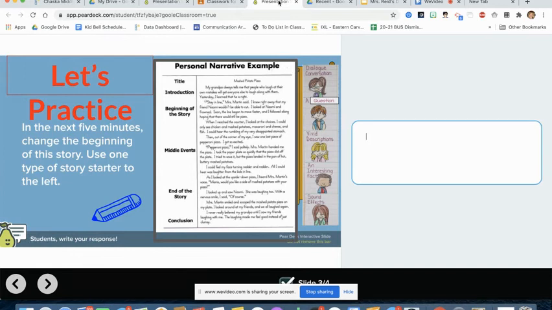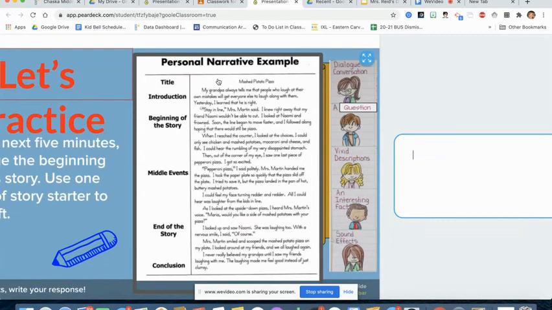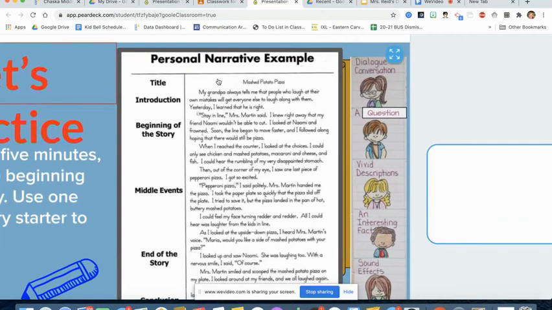Third, this writer decided to introduce her piece. Now, the next thing you're going to do is read a personal narrative example. So she says, my grandpa always tells me that people who laugh at their own mistakes will get everyone else to laugh along with them. Yesterday, I learned that he is right. Stay in line, Mrs. Martin said. I knew right away that my friend Naomi wouldn't be able to cut. I looked at Naomi and frowned. Soon the line would move faster, and I would follow along, hoping that there would still be pizza.